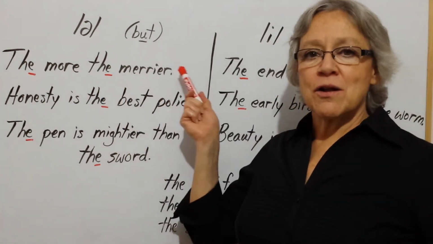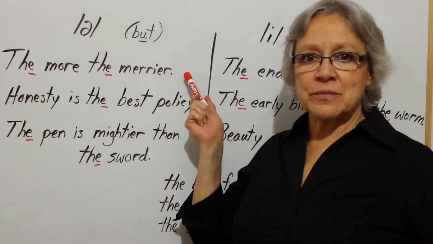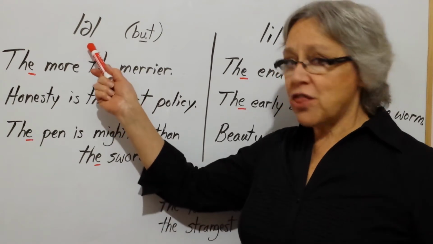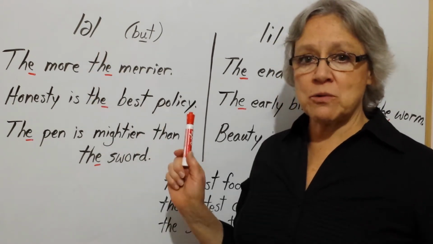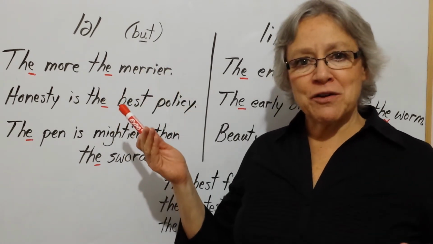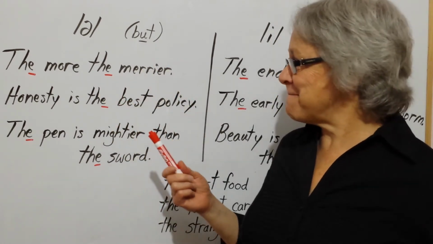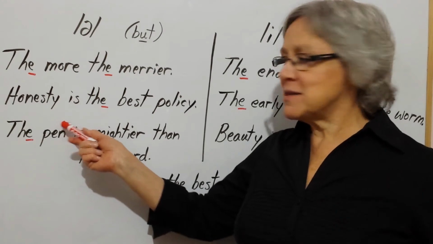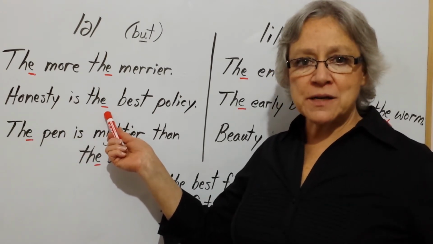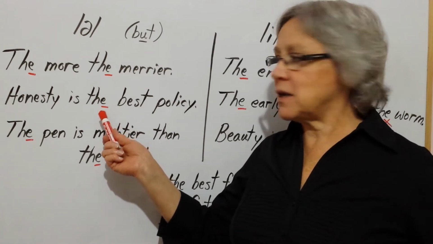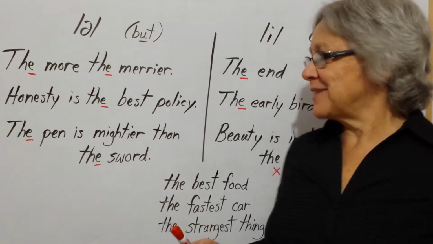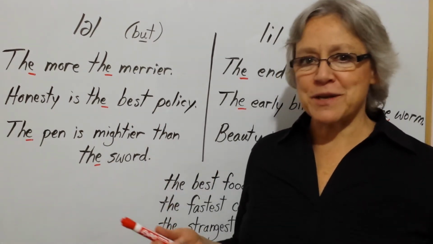This is the more the merrier. The more the merrier. So I'm using the with a schwa vowel sound. And that means the more people there are, the more fun we have. Okay? The next one is honesty is the best policy. Honesty is the best policy. The best. Okay? So honesty is the best way to go, the best thing.